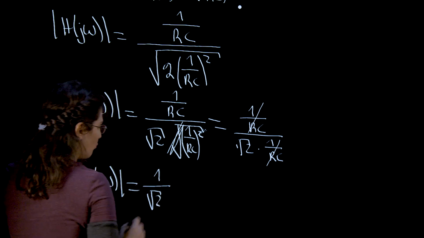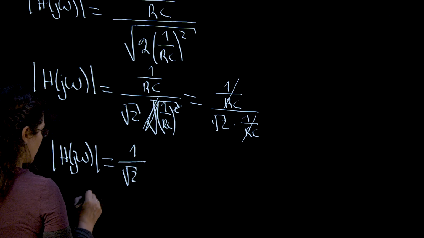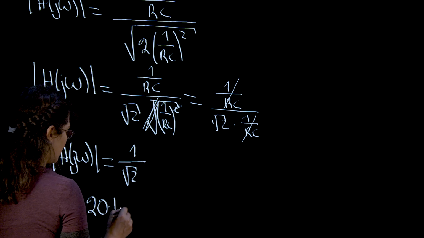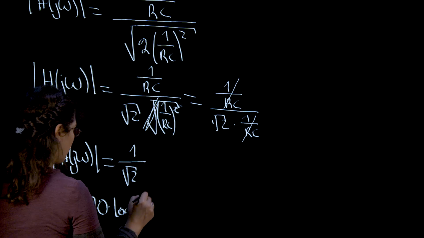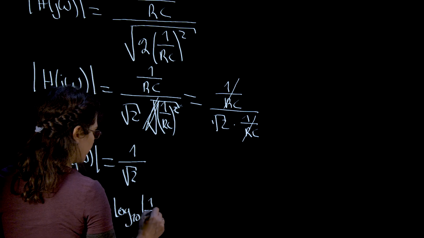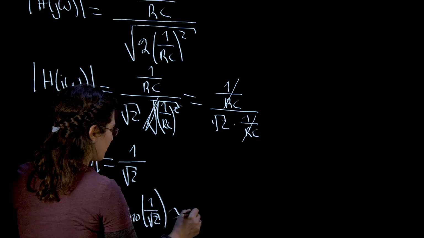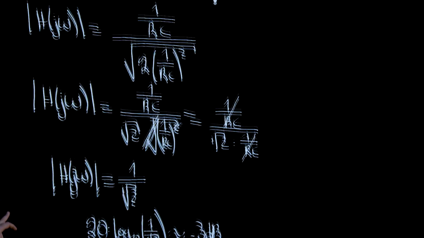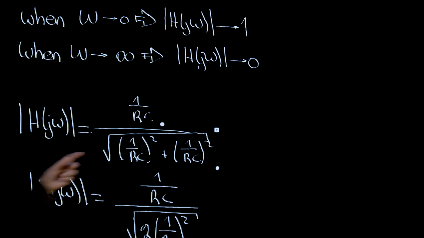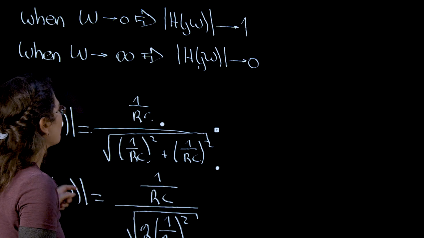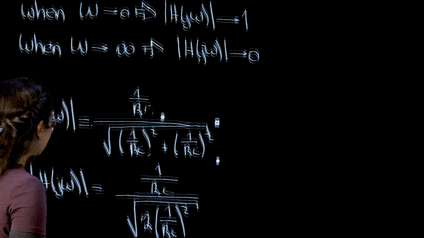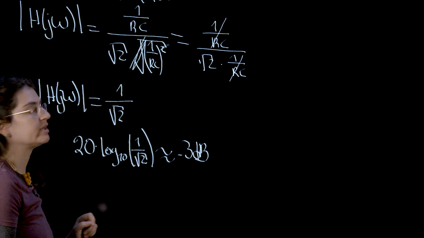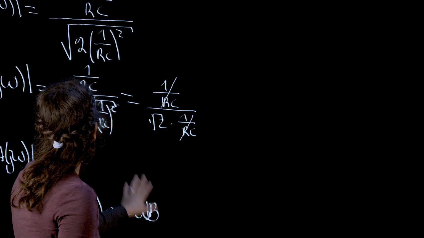of 2, which if we represent in dBs, which is 20 times log 10 of 1 over square root of 2, is approximately minus 3 dBs. So at my special frequency, which is the pole of my transfer function, the amplitude of my transfer function is 1 over square root of 2 or minus 3 dBs. Now, basically we can put that here.